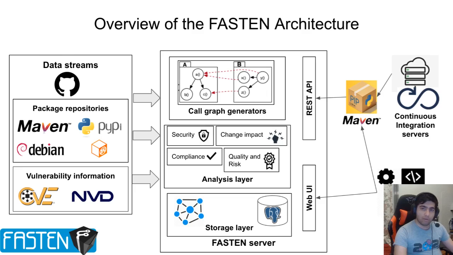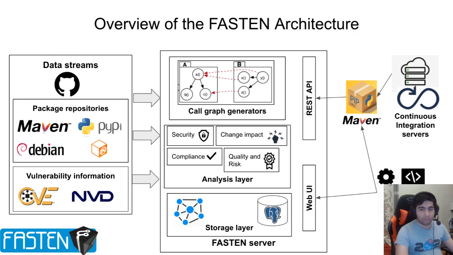This is the overview of the Fasten architecture or project. On the left side, we have data streams from multiple sources, from GitHub, for example, or package repositories, Maven, Debian, PyPy. As of now, we currently support 3 ecosystems: Maven, PyPy, and Debian. And we also get vulnerability information from the NVD databases and more sources for vulnerability information.